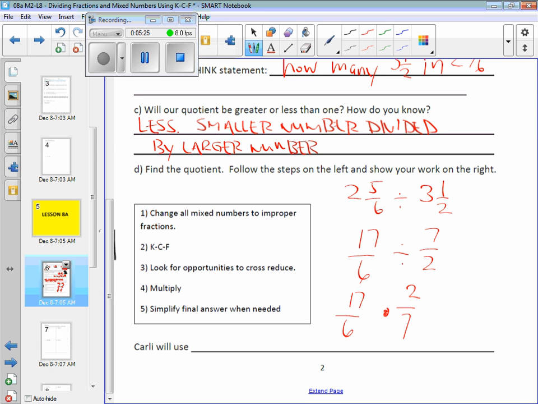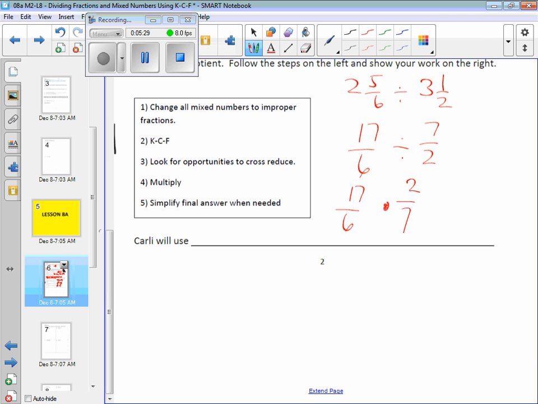Now I'm going to teach you something new. It's called cross-reducing. I call it the knockout game. What can we knock out? Well, this is what you do. You look at the numbers across from each other, a 17 and a 7, and you say to yourself, is there a number other than the number itself and 1 that can go into both? No, they both happen to be prime numbers, unless one goes into the other. Nothing will go into 17 and 7.